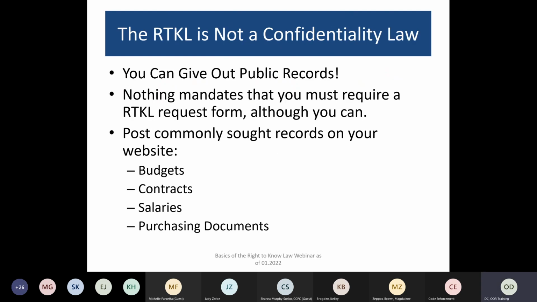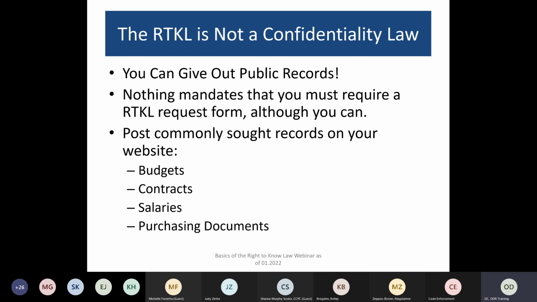And I want to emphasize the fact that the right to know law is not a confidentiality law. Okay, what am I talking about there? Well, first off, there's nothing in the right to know law that prevents you from simply giving out public records. Let's say it's budget season and there's a draft budget getting ready to be approved by a board, or maybe the board has already approved it.